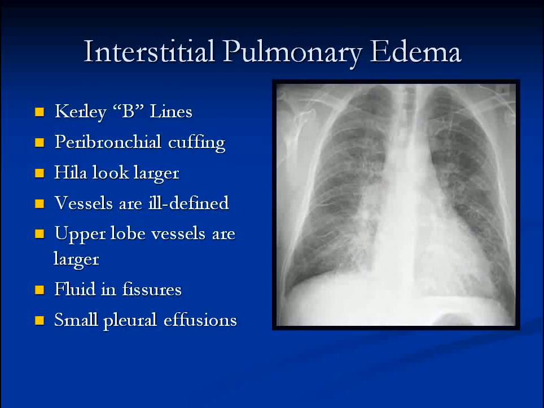If we go a little further on, we start to see some more lines and different things happen. We get curly B lines, which are these perpendicular lines, and this is due to fluid in the intralobular septa of the lung. We get peribronchial cuffing, which you can see in the hilar regions, and we get fluid in the fissures as well. Now all the hila are big here, the vessels are ill-defined and indistinct. This is interstitial pulmonary edema.